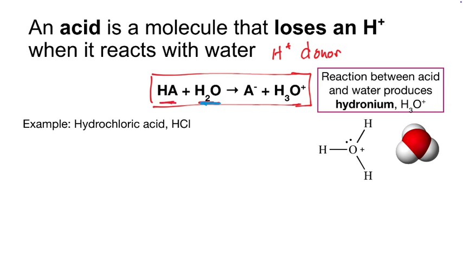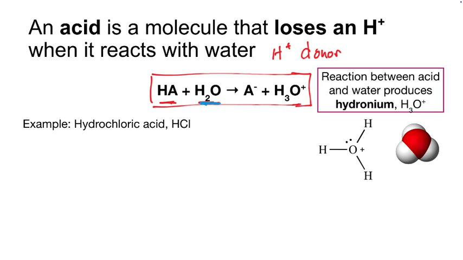Why do we write HA? Why did we write H? H is hydrogen, yes. Why did I need the hydrogen? Because we're talking about an acid. And acids, by definition, need to lose a hydrogen, which means our acid must start with at least one hydrogen. So we have to see the H.